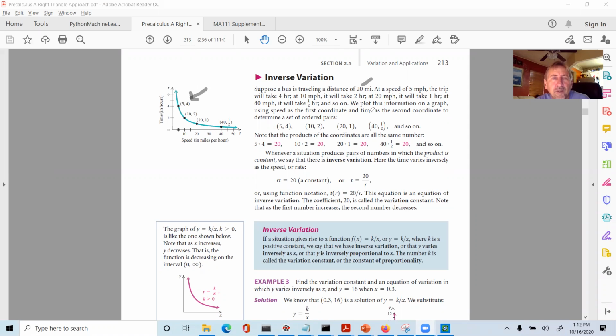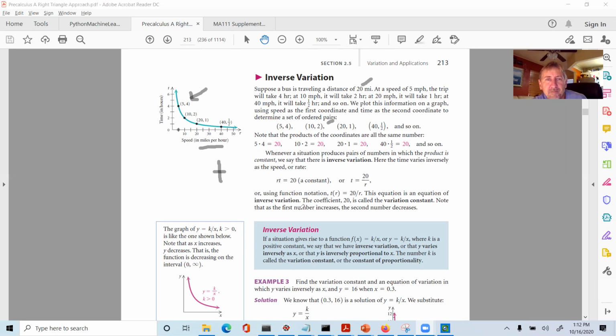Okay. This is inverse variation. Now, if we go 10 miles per hour, we're still going 20, so it's going to take us 2 hours. And here's that point 10 comma 2. So as my miles per hour gets bigger, then my time is decreasing. So this is an inverse variation. The time varies inversely with speed. What kind of time? The travel time that it's going to take for the bus to get there.